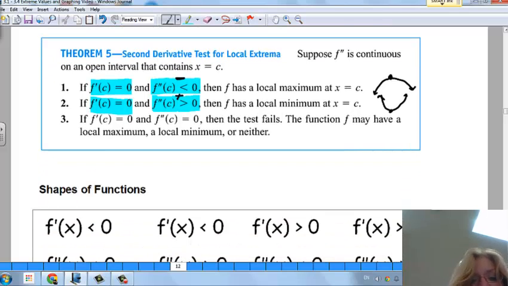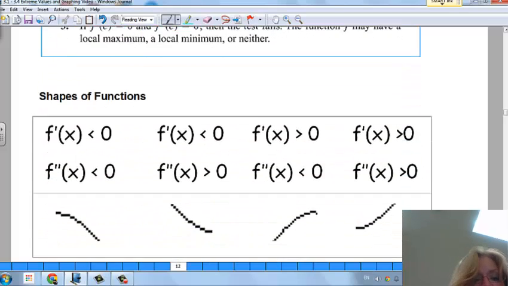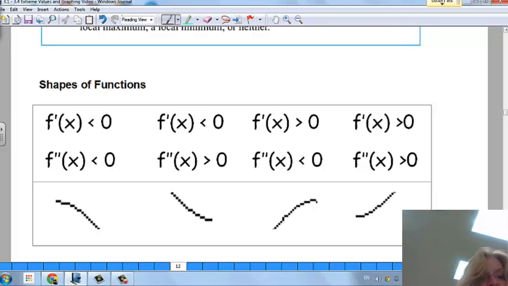So let's look again at our shapes of functions, and I know you've had this before, but it's nice to look at it. So if f prime of x is less than 0, that means your original function is decreasing, and if your second derivative is less than 0, then it's concave down. So I show a picture here. Here, if my original function is decreasing again, but my second derivative is greater than 0, it's concave up.